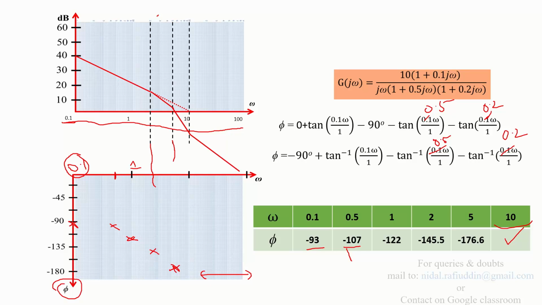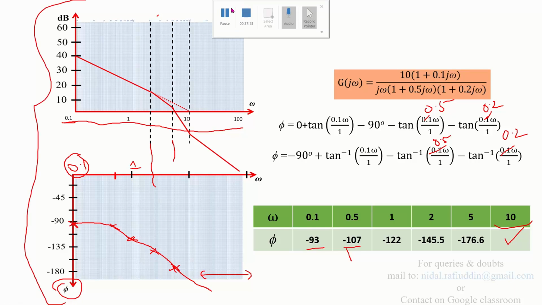Now you will be drawing this free-handed, connecting all the points that you identified on the phase plot. So this is the required phase plot, the Bode phase plot, and this gives you the final Bode diagram. These two plots are collectively called Bode plots.